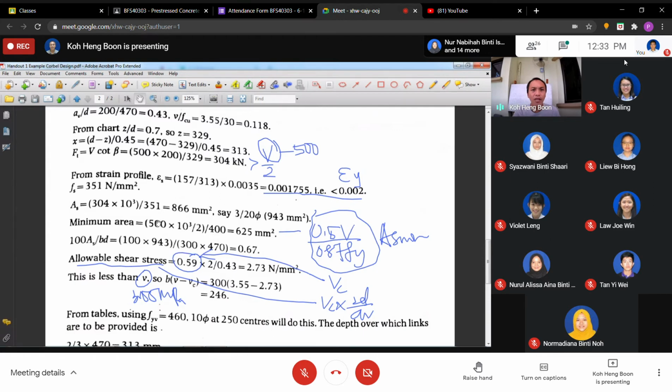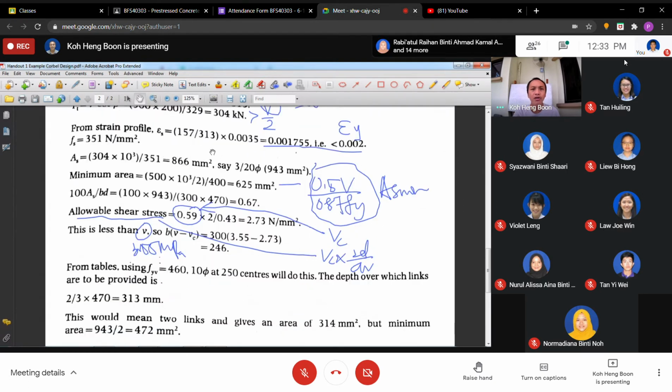FT is 304. That's how we get it. FT divided by the stress of the steel, 351. Then we need 866 mm square. So we provide 3 numbers of 20 mm diameter.